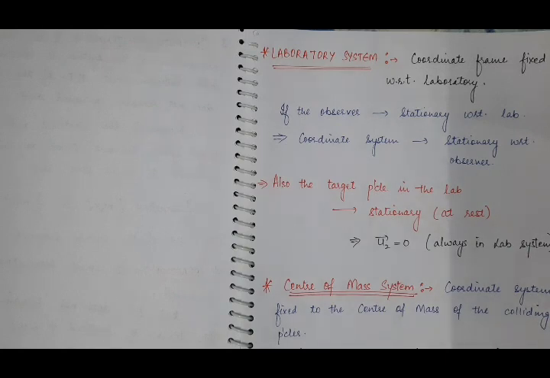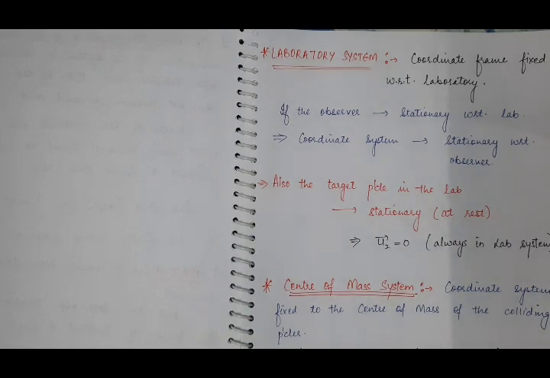Any observer, if it is stationary with respect to the lab, and we know that the coordinate system is fixed in the lab, it means the coordinate system is also stationary with respect to the lab, then this coordinate system will also be stationary with respect to the observer. That is why when we study the collision in lab system, at that time we always take the target particle at rest.